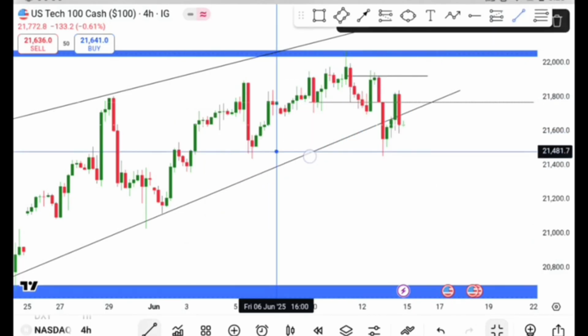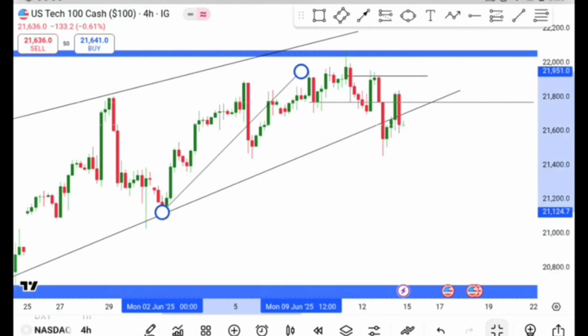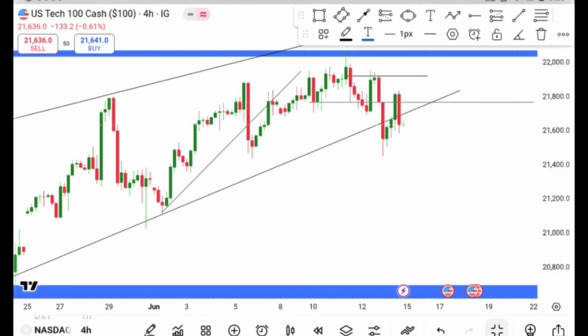TradingView. I'm making use of TradingView to make this analysis. If you're asking what website this is, it is TradingView. I'm making use of TradingView, and this is the NASDAQ. This is the NASDAQ asset here.